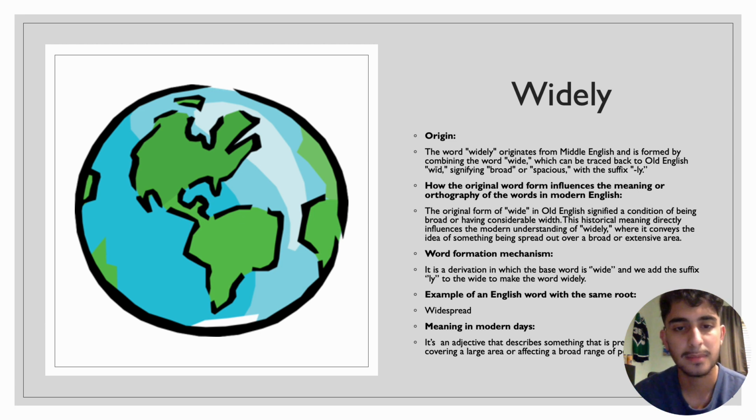The word formation mechanism is a derivation of the word wide, and we add the suffix ly to make the word widely. An example is widespread. It's commonly used to indicate that a particular phenomenon, condition, or trend is widespread. So it's been observed widely across multiple regions, and its origin is Old English.